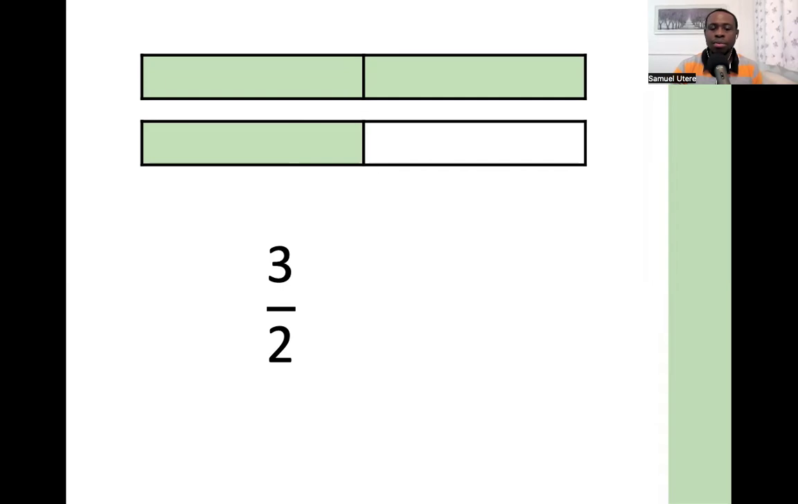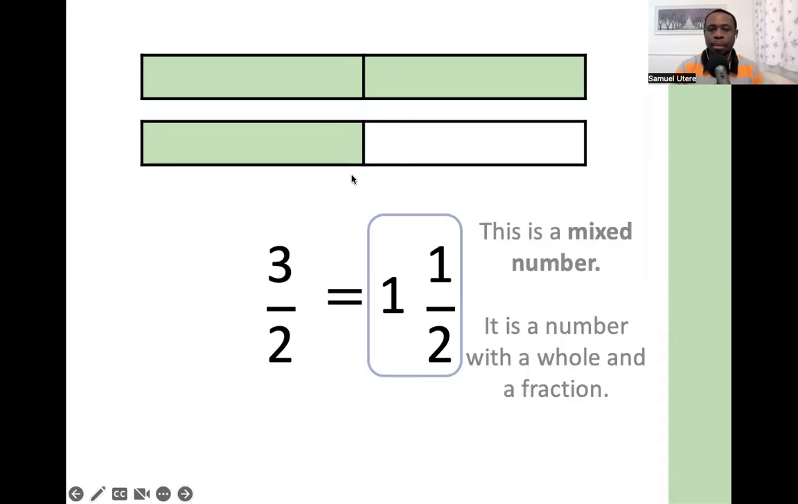Now, if we want to represent this fraction as a mixed number, it's going to be 1 and a half. Why? We have a whole that is shaded and a half that is shaded. So if we represent this as a mixed number, it represents a whole and a half. So this is a mixed number. What is a mixed number? A mixed number is a number that has a whole, the 1 is the whole, and a fraction written beside it.